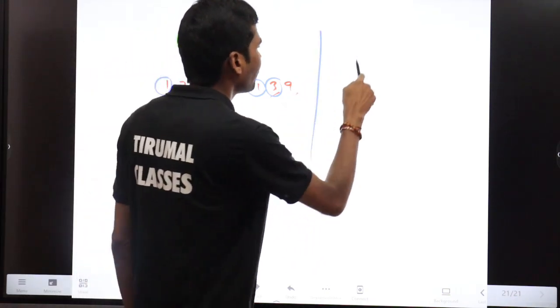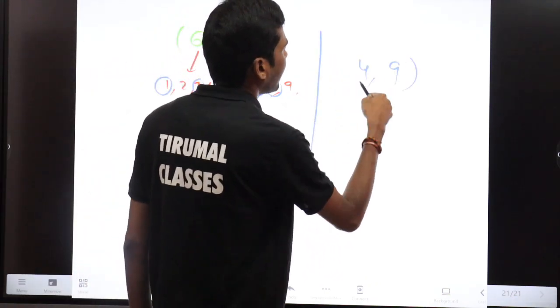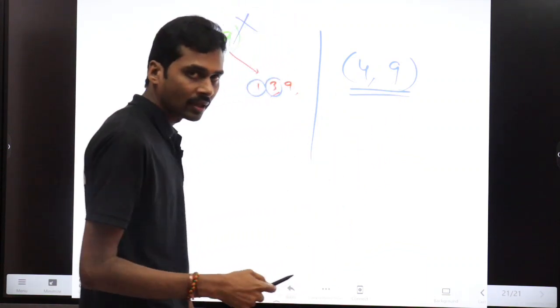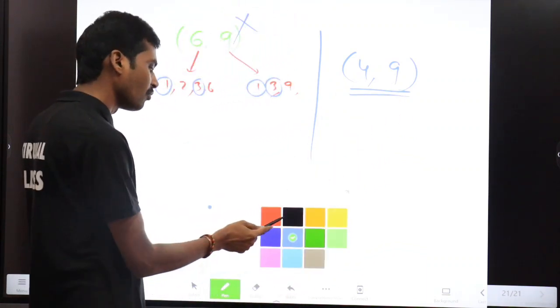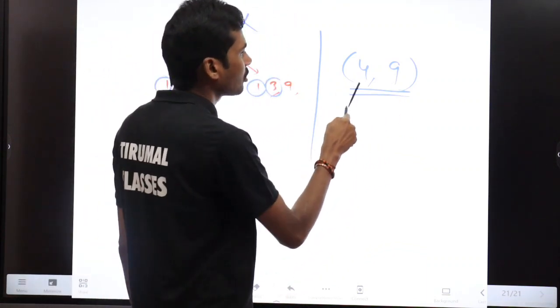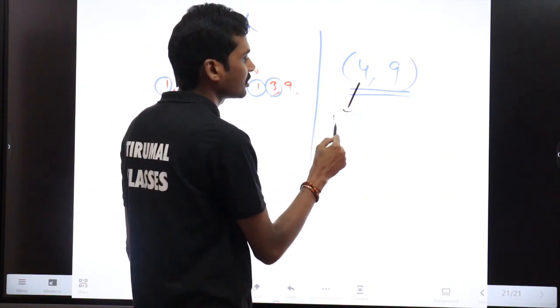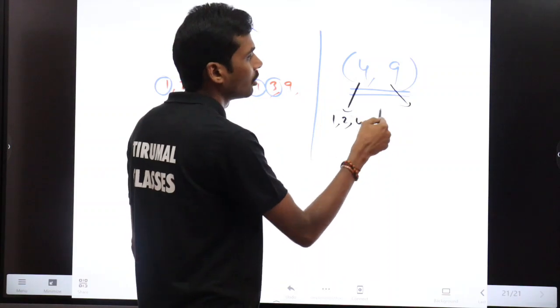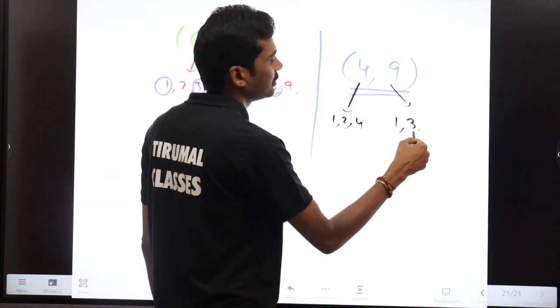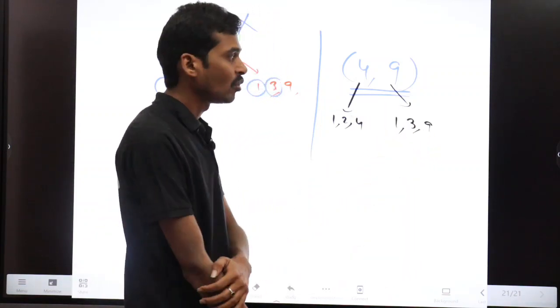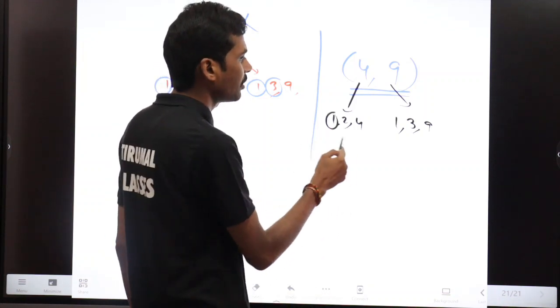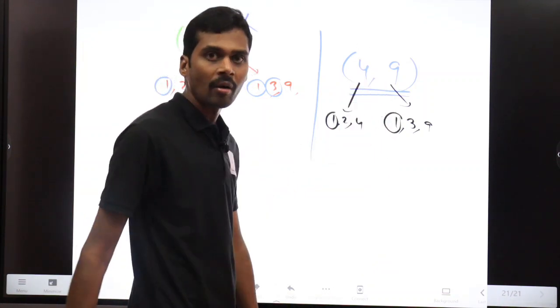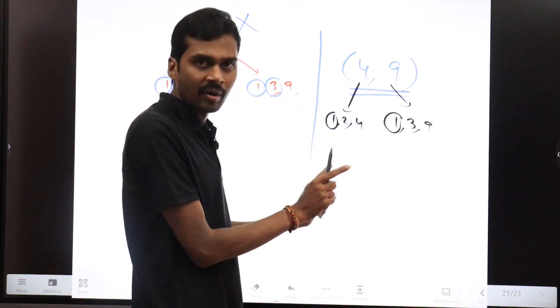Suppose I take the example of 4 and 9. Can I say that 4 and 9 are co-prime? Yes, we can say, because we have only one common factor. What are the factors for 4? It is divisible by 1, 2, 4. And 9 is divisible by 1, 3 and 9. So which is the common number? 1 is the common factor. So we have only one common factor, right?